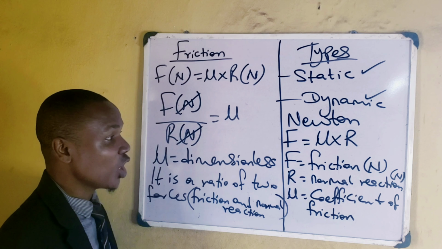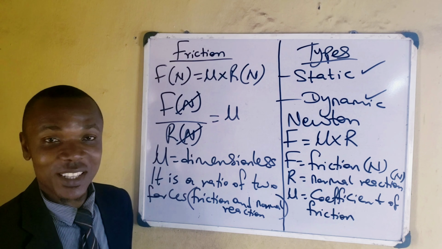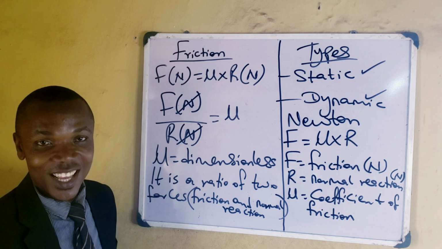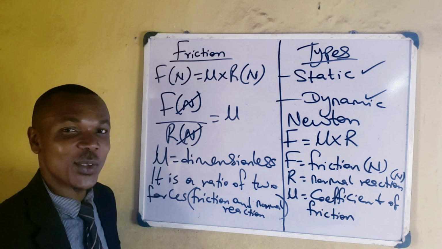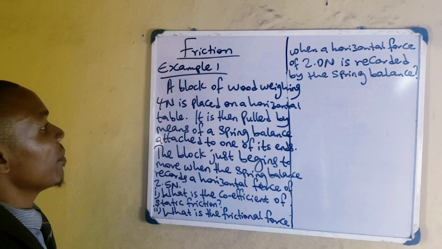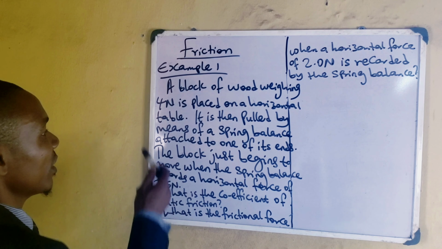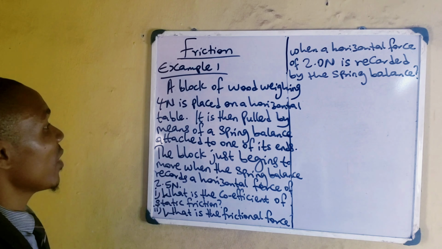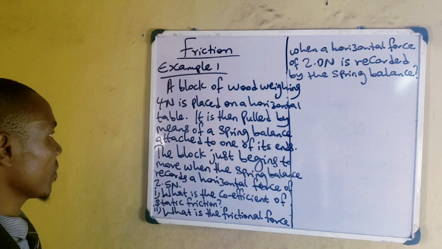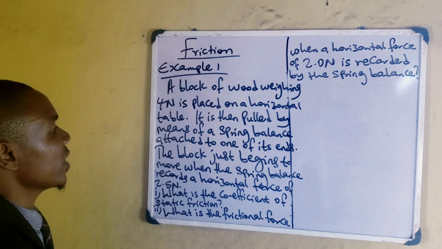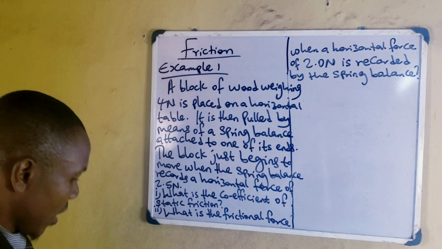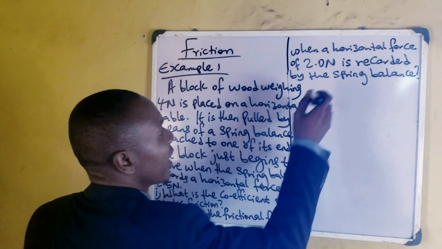All right, having done this, let us solve some examples that will enable you to understand this topic very well. Let's go. Example 1 says a block of wood weighing 4 newtons is placed on a horizontal table. It is then pulled by means of a spring balance. All right, so we have the solution like this.